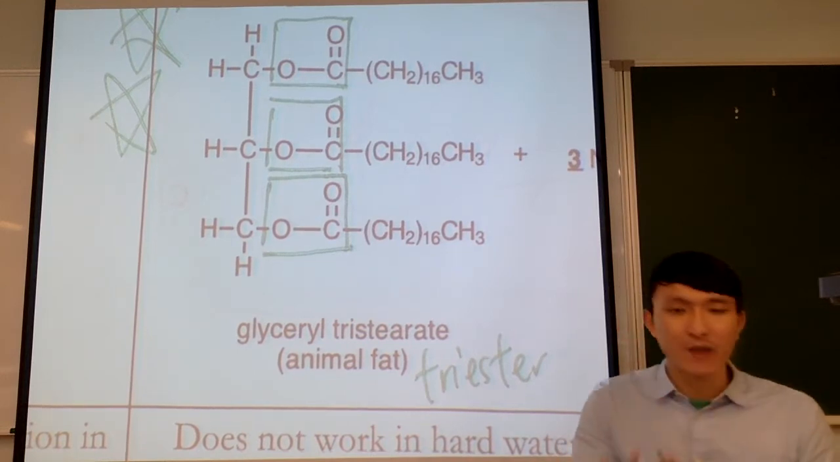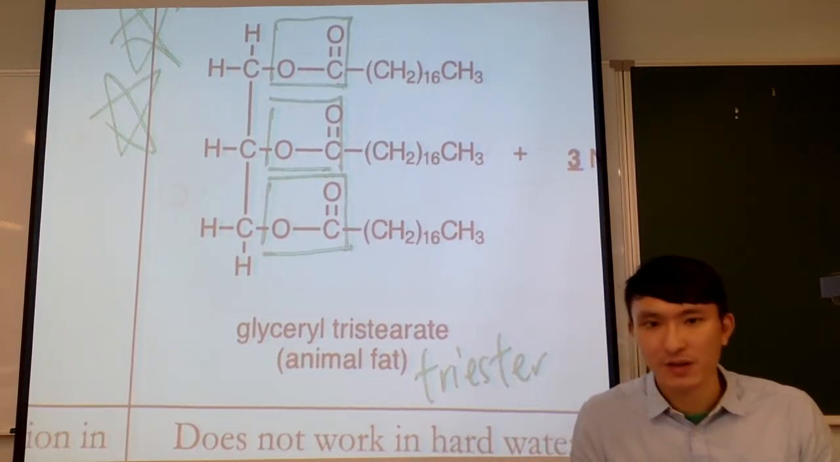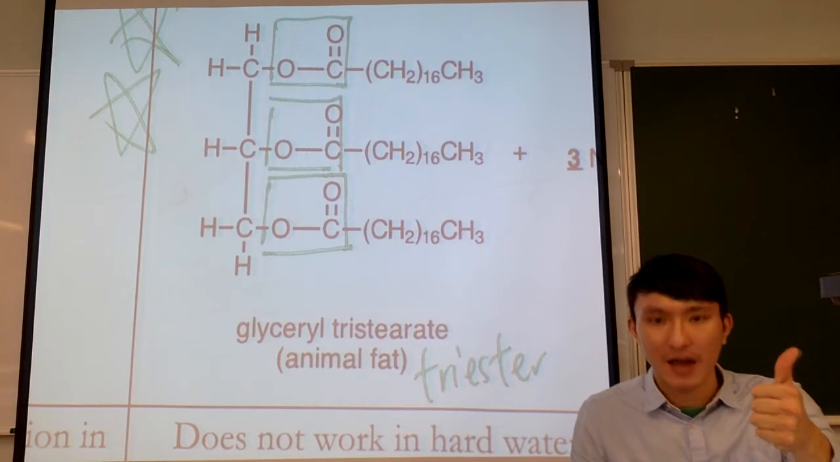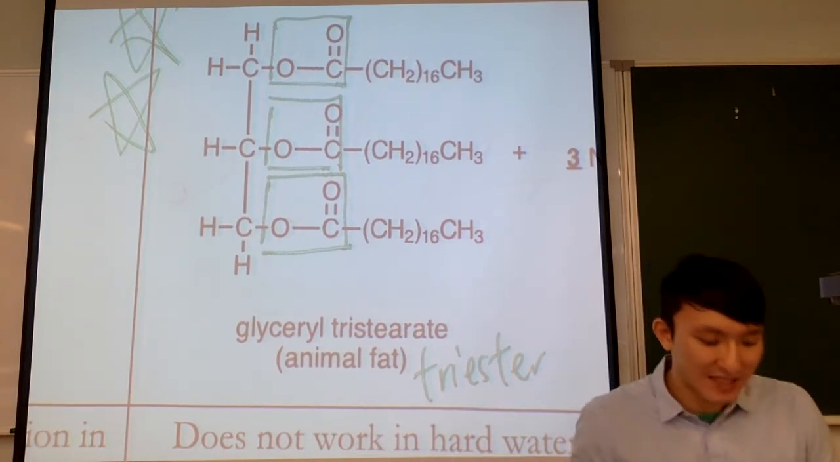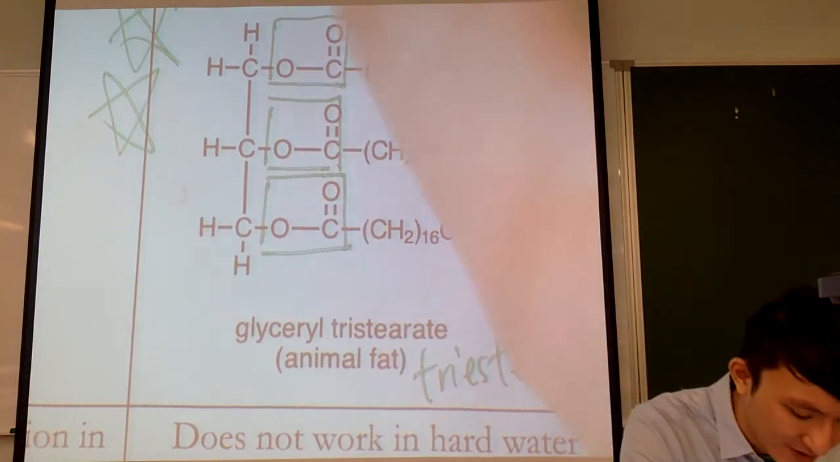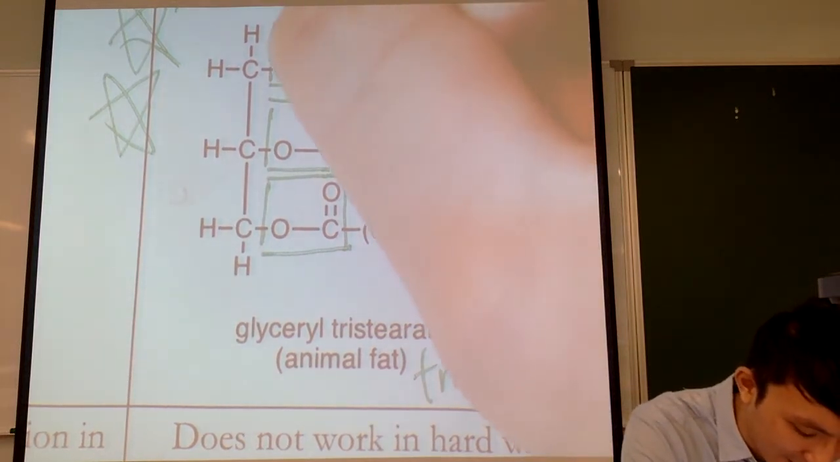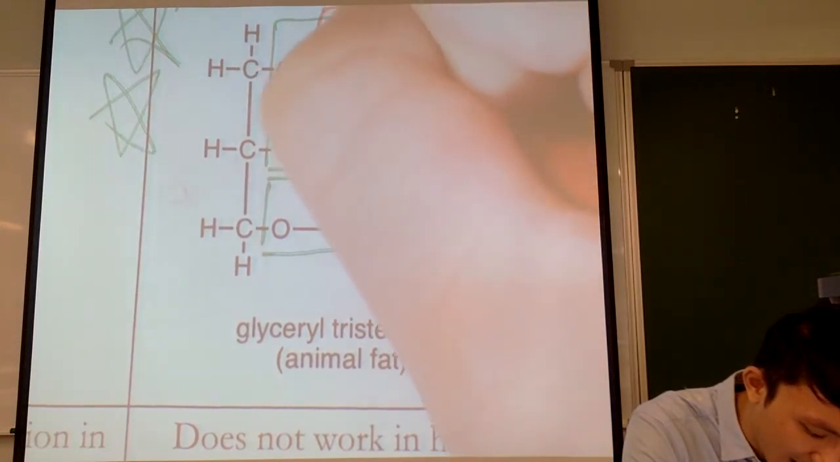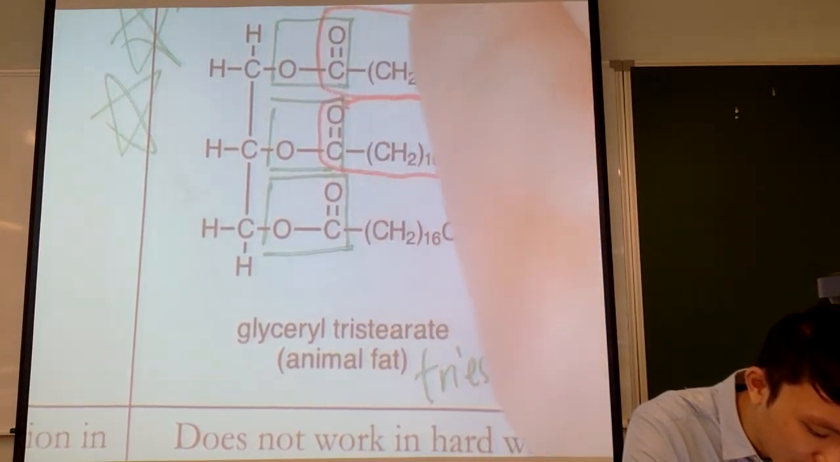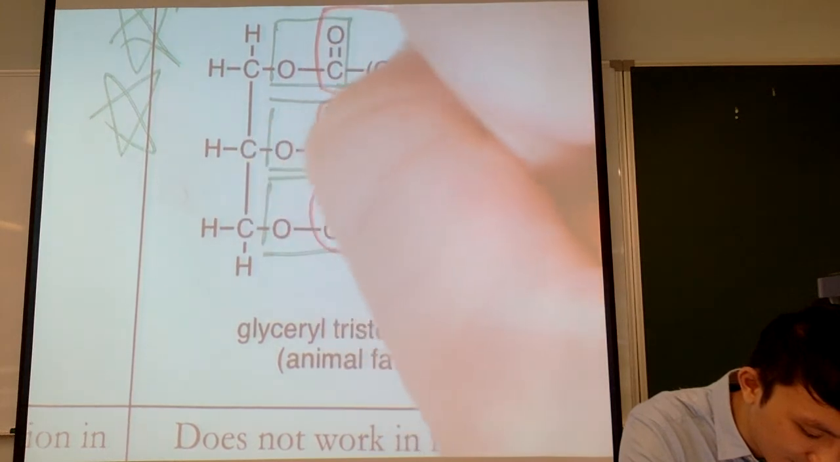Now, when we have an ester, you know an ester comes from an alcohol and a carboxylic acid, right? So the carboxylic acids, you can tell, these are the carboxylic acids, the red part here. So we have three carboxylic acids.